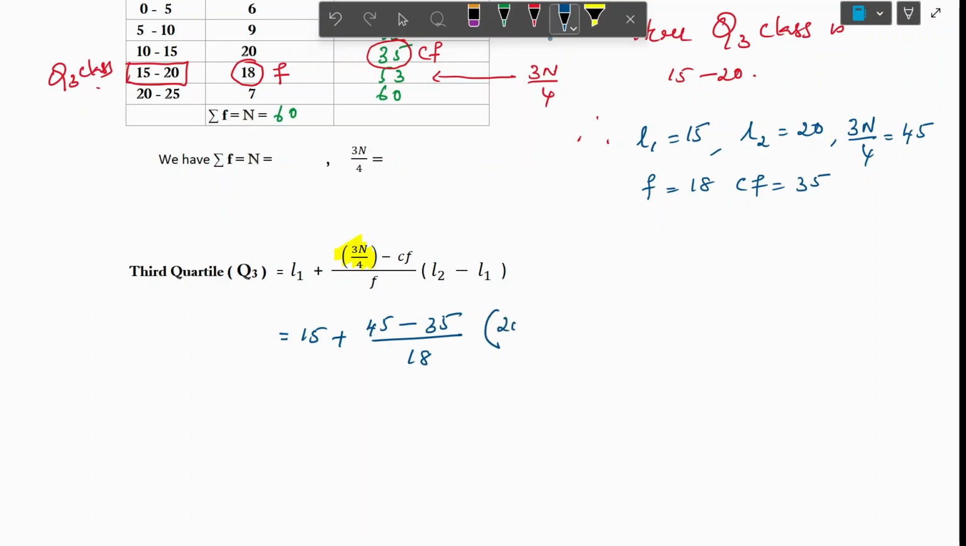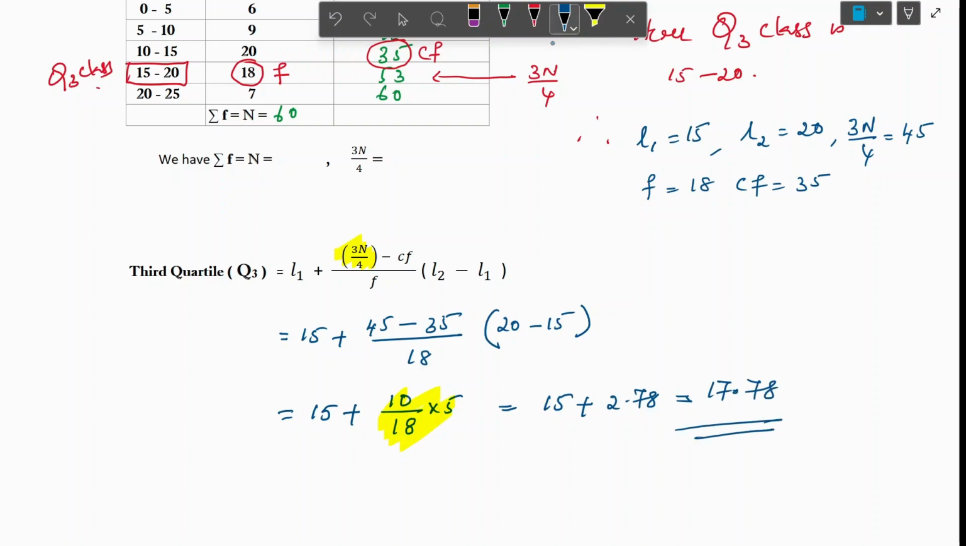What is L2? That is 20 minus 15. Now that is equal to 15 plus 45 minus 35. We are calculating, that is 10 divided by 18 into here, that is 20 minus 15, that is into 5. Now calculate this value, 10 into 5, that is 50 divided by 18. Calculate it and add with 15. 15 plus 2.78. The answer is 17.78 is your Q3. Therefore, here we completed how to calculate Q1, Q2 and Q3.